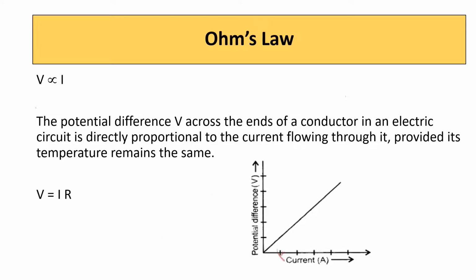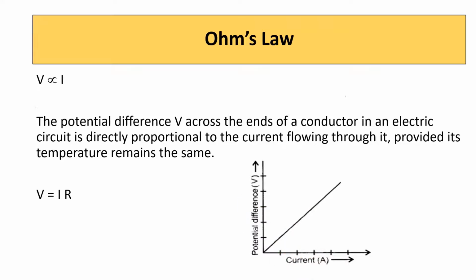For this value of current, the potential difference is this one. And for this value of current, what is the potential difference? This is the potential difference. For this one, you can mark here. V by I is a constant for this graph, or you can say when current increases, the potential difference is also increasing, or when the potential difference is increasing, the current is also increasing.